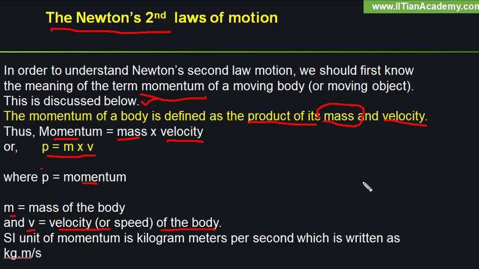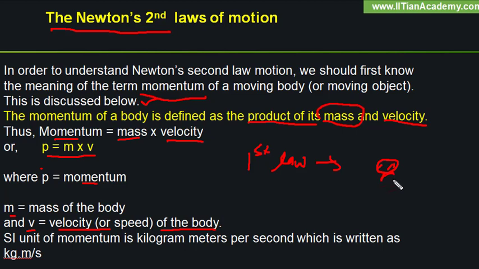So guys, there is another law of motion, which is Newton's second law of motion. We have studied Newton's first law of motion. What was it? An object continues to remain in the state of rest or in motion unless and until it is acted upon by an external force. This is what we have learned.